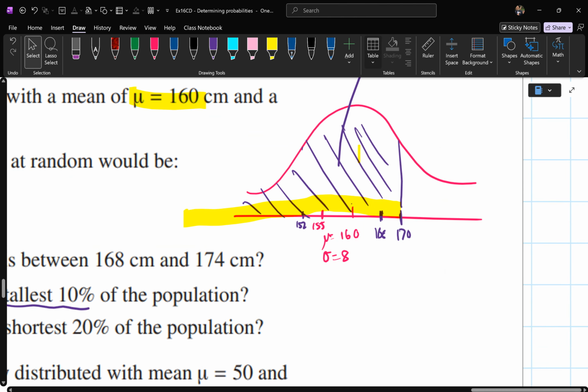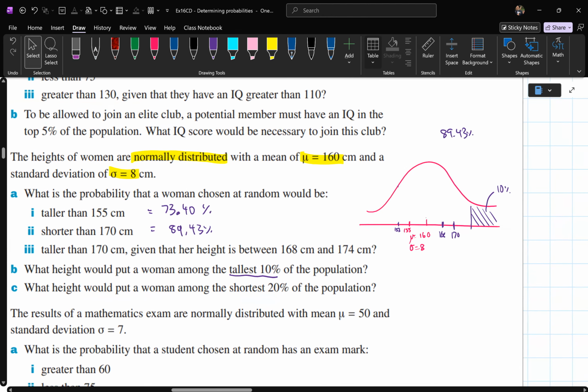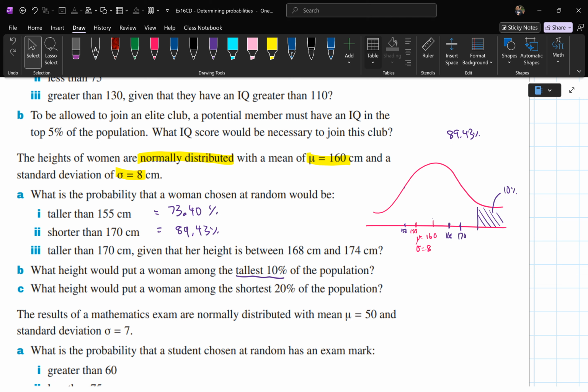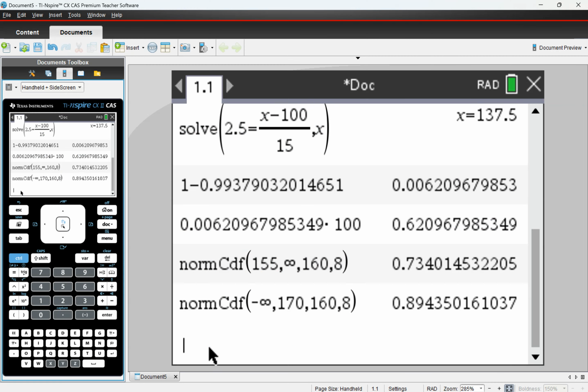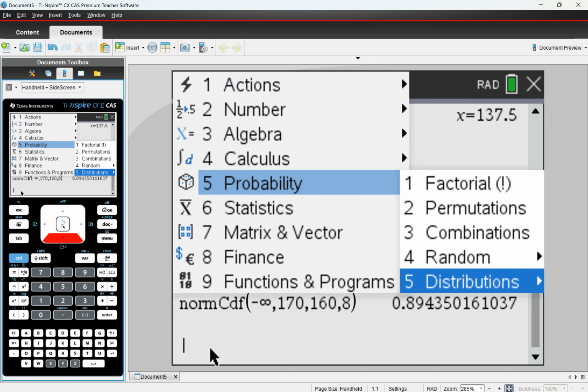What that is saying is, what height ensures that I am in the top, tallest, 10%? So this region needs to be 10%. Now, have I taught you guys this? No, I haven't taught this. So technically, you won't be able to solve this with what I've taught you. But essentially, there is a button on the CAS distribution menu.